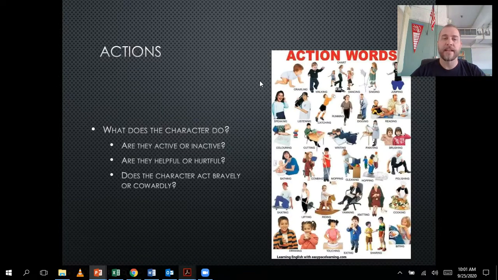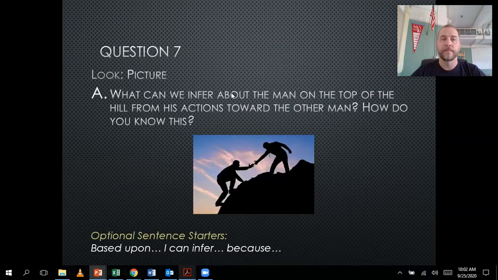You might also look at a character's actions. Are they active or inactive? Are they helpful or hurtful? Does the character act bravely or cowardly? What is it that they're doing, and what does that say about that character? And so, if we look at this picture, what can you infer about the man on top of the hill from his actions towards the other man, and how do you know this?